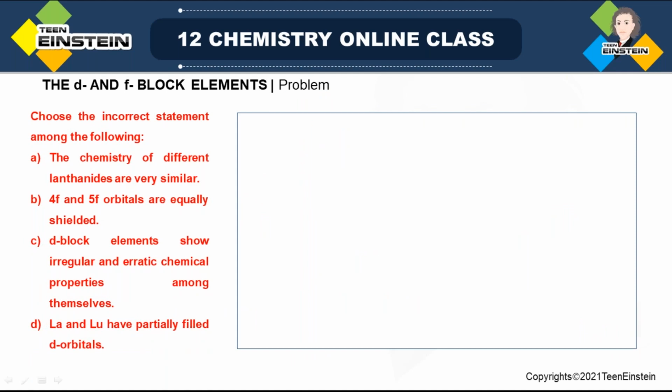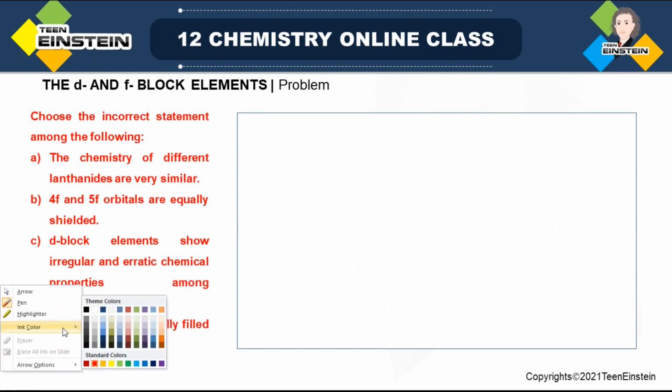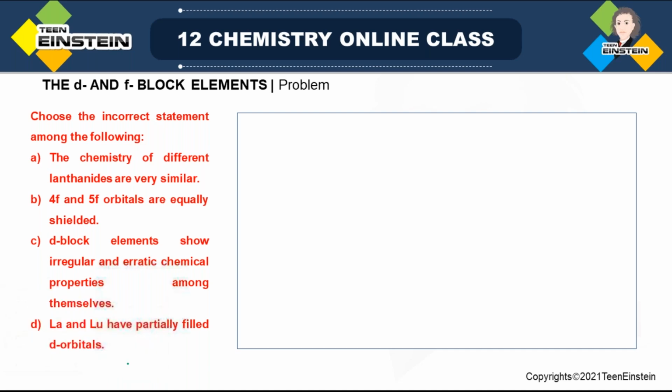Now we'll see this problem. Choose the incorrect statement. We have a total of 4 statements, and one of the statements will be wrong. The chemistry of different lanthanides is very similar. So can you tell me, is this statement correct or not? Because lanthanides we have already discussed, and it is saying that the chemistry of different lanthanides has some similarity. So is this true or is this wrong? Any idea?